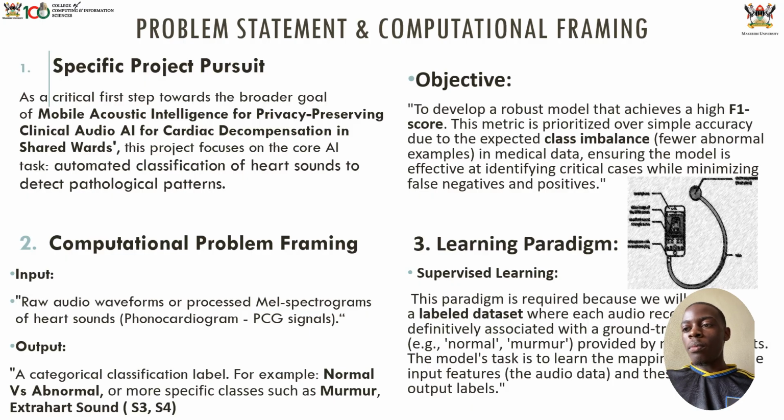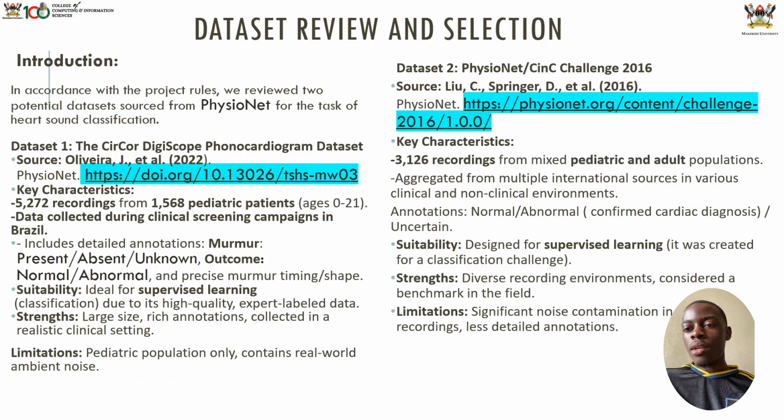So our objectives, of course, we have to develop a robust model that achieves a high F1 score, because we know that the system we're working with is very sensitive. The medical sector is very sensitive, and if we have a very small margin of error, leaving out some data, it can cause loss of lives of people, and here every life is important. So of course the learning paradigm we are going to use is supervised learning. This is because we're using medical labeled data to train our AI model.